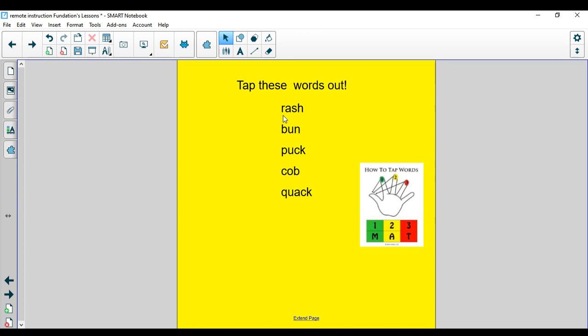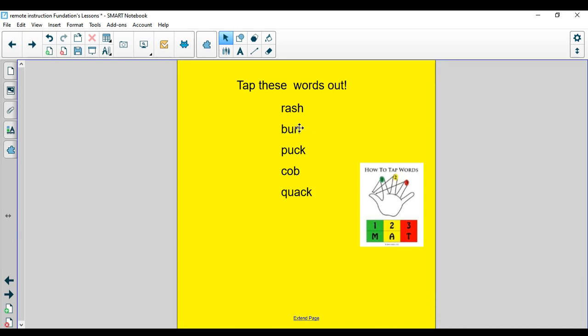Go ahead and look at the word. Get your fingers ready to tap. Remember, when we see a digraph, we just give it one tap. Here we go. Ash, rash. I have a rash on my arm. Rash. Look at the next word. Tap it out.